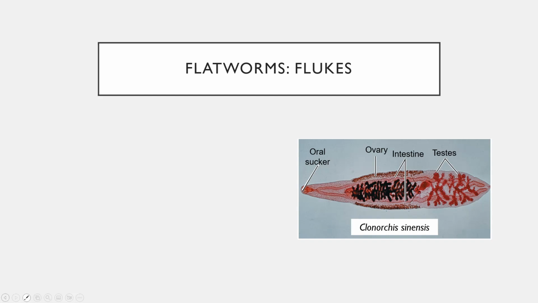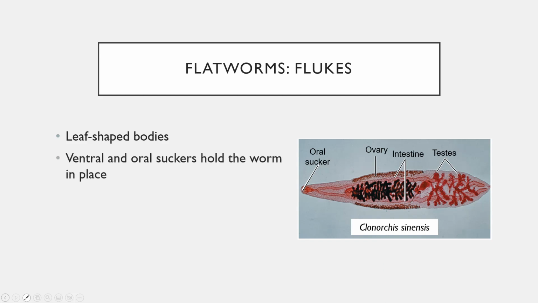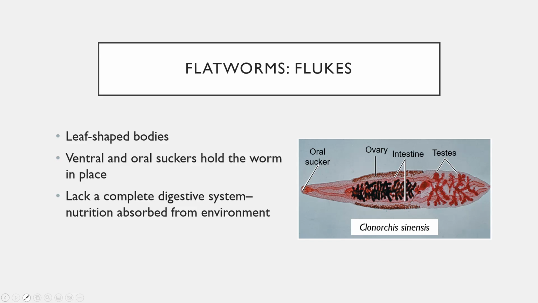They have flat, leaf-shaped bodies like the one that you see here in this microscopy image, and they feature ventral oral suckers that hold the worm in place. They lack a complete digestive system, and instead they absorb nutrition through their outer layer of cells from the environment. They typically exhibit highly complex life cycles that have multiple different hosts and many different reservoirs.